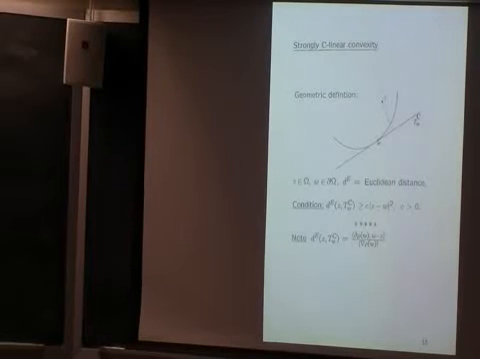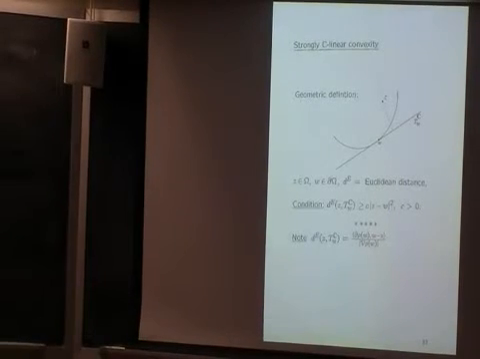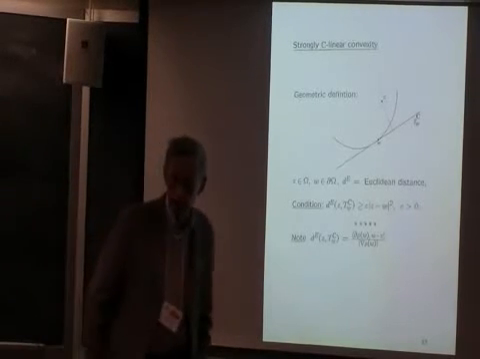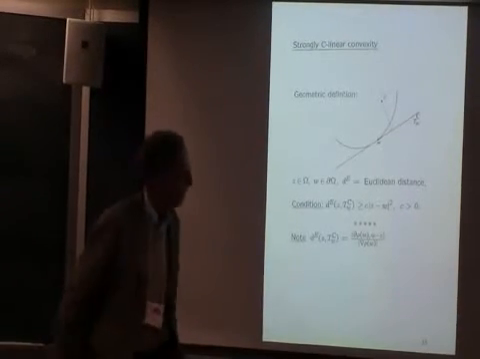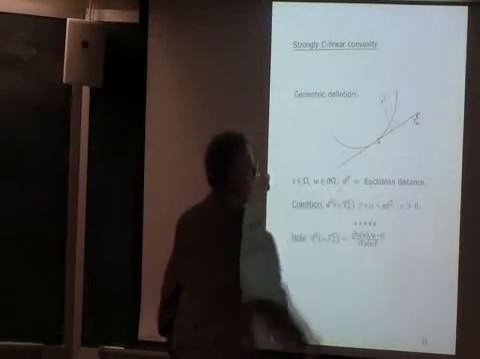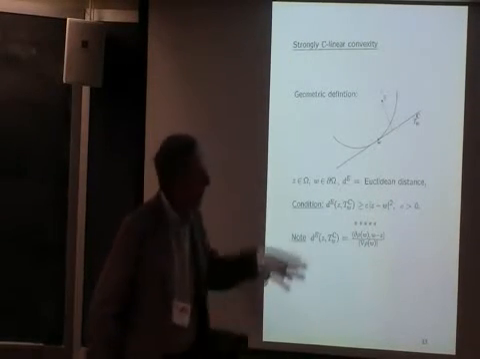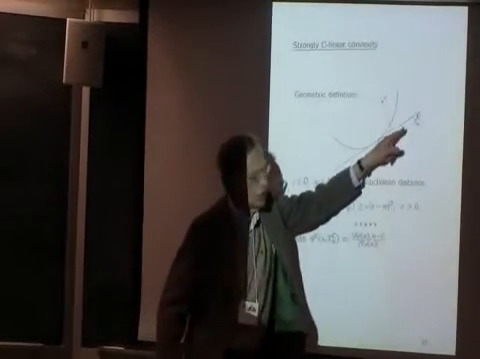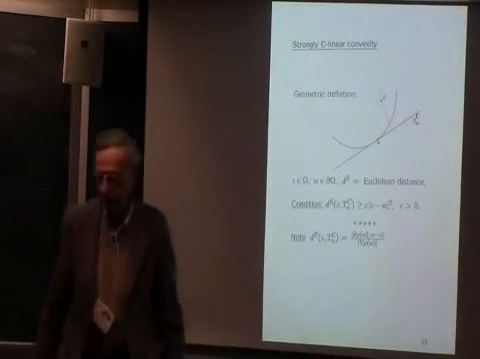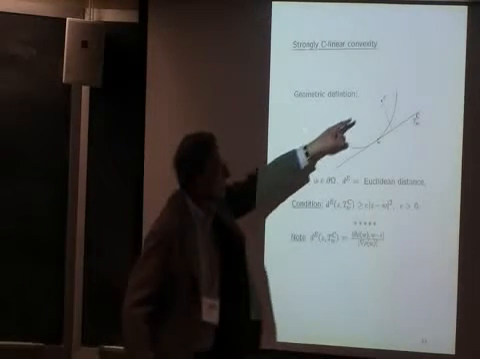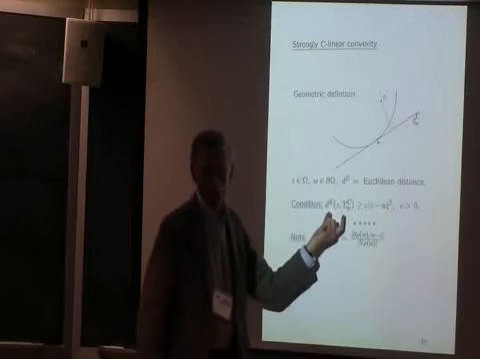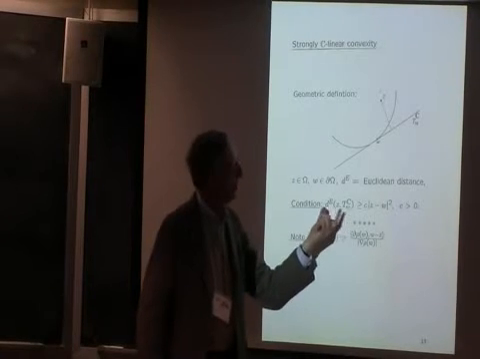So now, this strong C-linear convexity that I just mentioned has a very nice geometric interpretation when the domain has a smooth boundary. It means you take any point on the boundary W, you look at the tangent plane at that point, and then you look at what I call the complex part of the tangent plane, and you look at any point Z in the interior, and then this inequality has to happen.